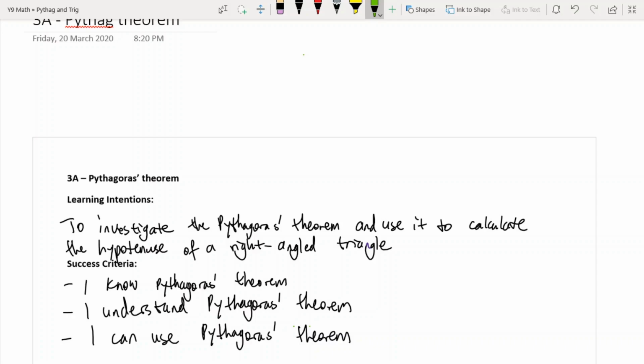So today we'll be learning about Pythagoras' theorem, and it's essentially a formula that we use to calculate the lengths of the different sides in a right angle triangle.